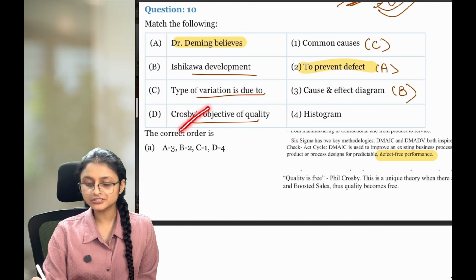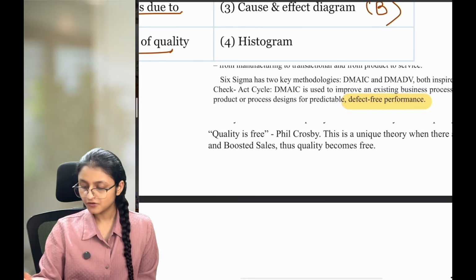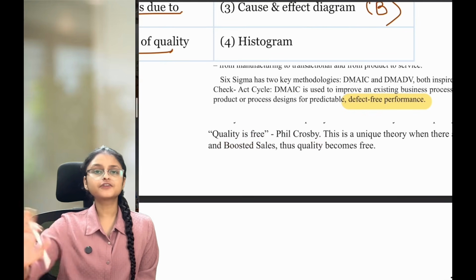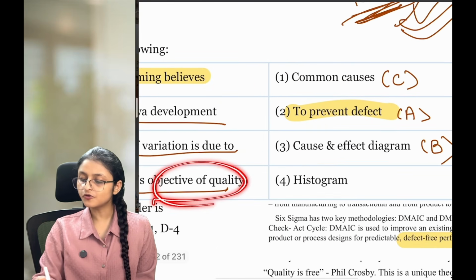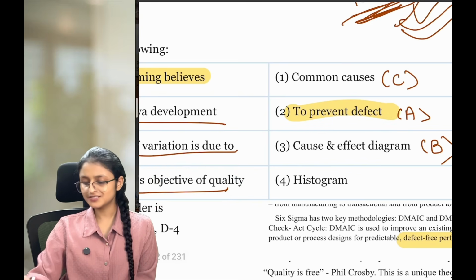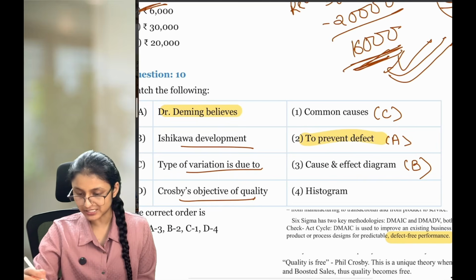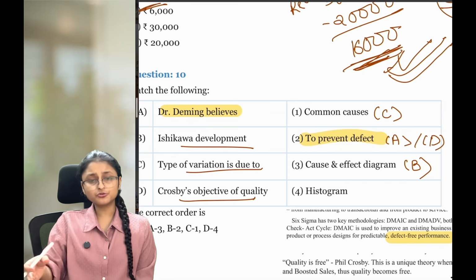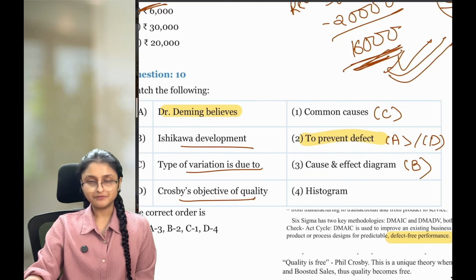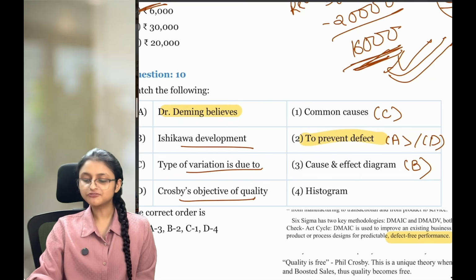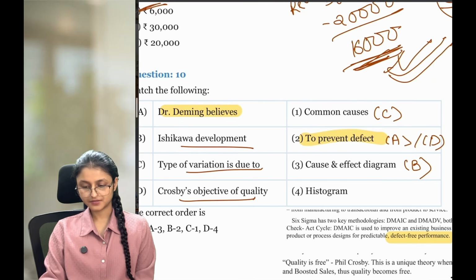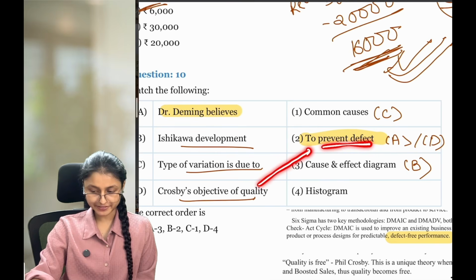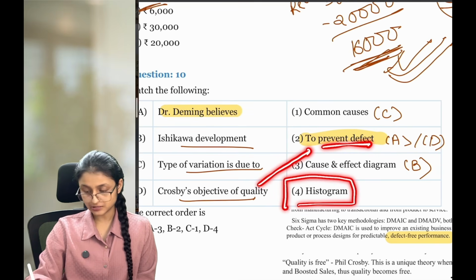But let me tell you, Crosby's objective of quality was that quality should be free, free from all the defects. So he is also focusing on preventing the defects. He is not focusing on the histogram specifically. So he also focuses on this particular point. But can I do this kind of selection in our match the column? Answer is no. You have to select 1 point for one of them. So Crosby's objective should be selected with preventing defect because he was not related with histogram.